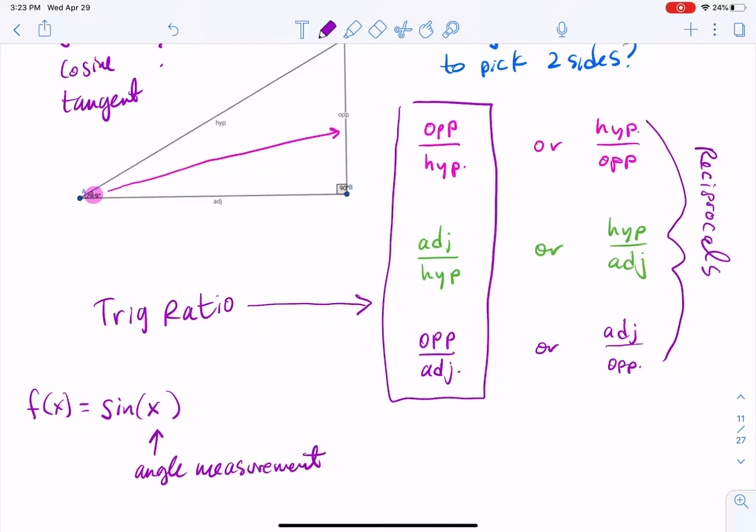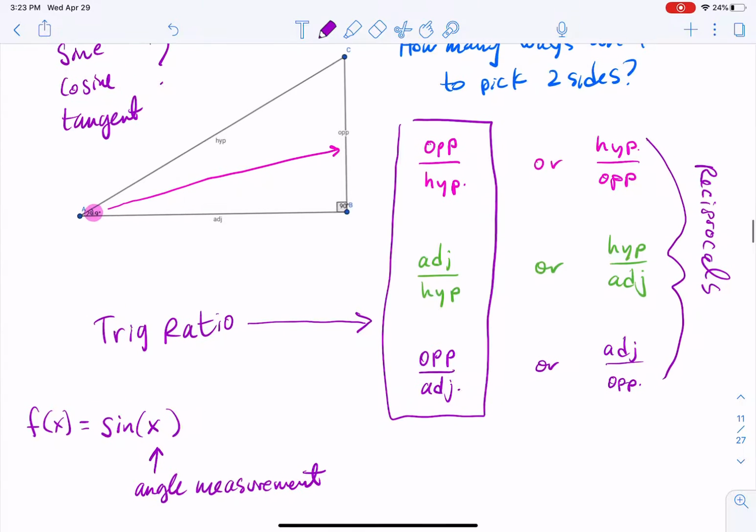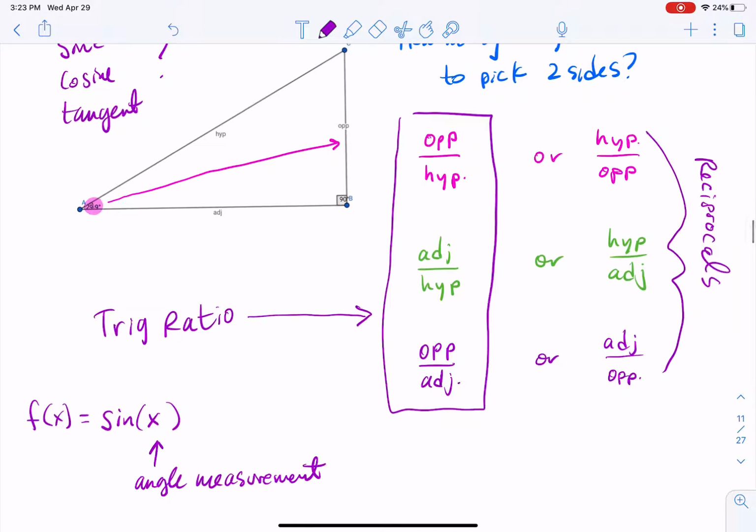And that angle measurement can be in degrees, like we ordinarily use in geometry, or it could be in radians, and that's definitely what you'll use in pre-cal and calculus. So for us, it's the angle A here. In this particular example, it would be the 29.9 degrees. That would go inside there for x.